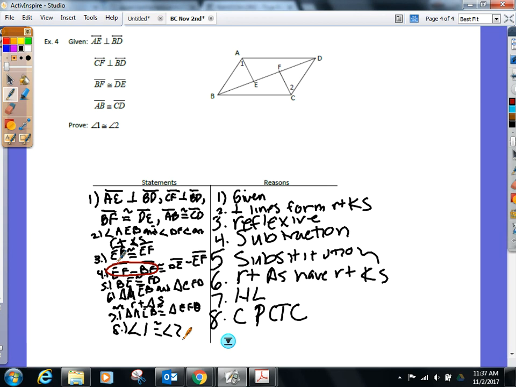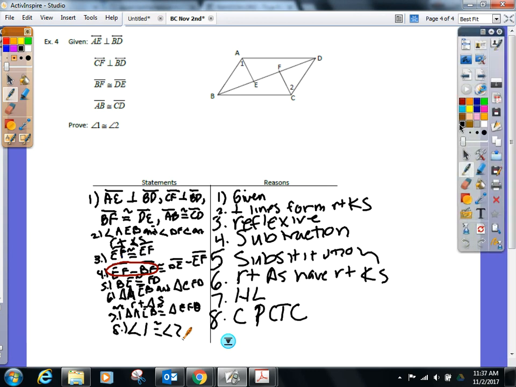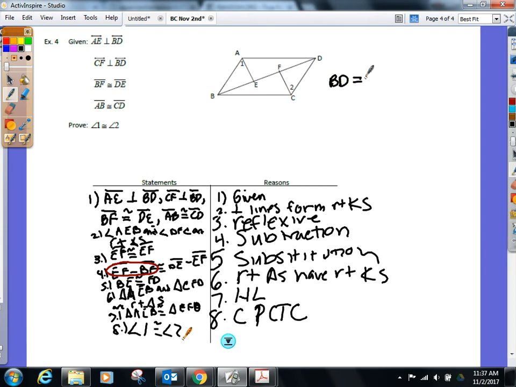Questions? Here's what I usually see, and I want to make sure you guys avoid this, is when you're using subtraction or addition, doesn't matter. Here's what I usually get. BD is equal to BD, so they take the full line segment here, BD, and they say EF equals EF, and they try to subtract those. BD minus EF equals BD minus EF, and they say by substitution, you take EF out and you get BE and FD. Okay? No. Watch why that is totally incorrect.